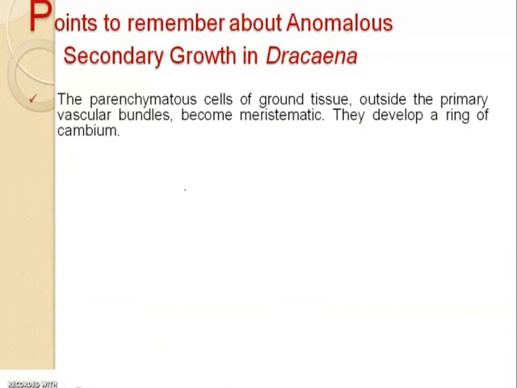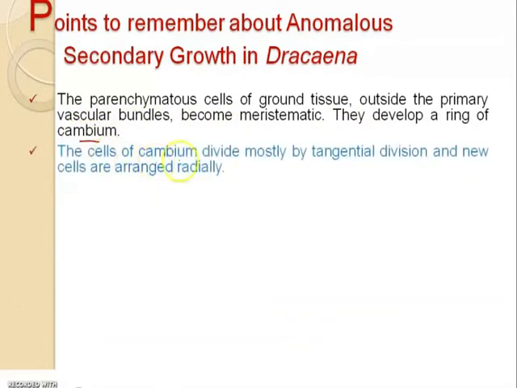This slide is formed for the points to remember about the anomalous secondary growth in Dracaena. What are the important points? First one is that the parenchymal cells of ground tissue outside the primary vascular bundles become meristematic. They develop a ring of cambium. Then the cells of cambium divide by tangential division and a few cells are arranged radially.